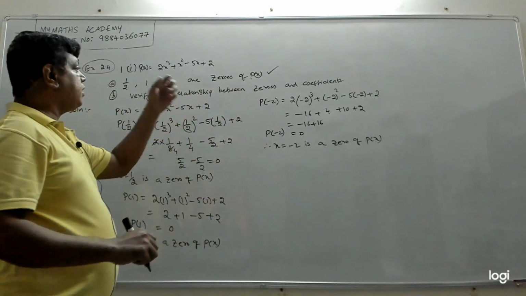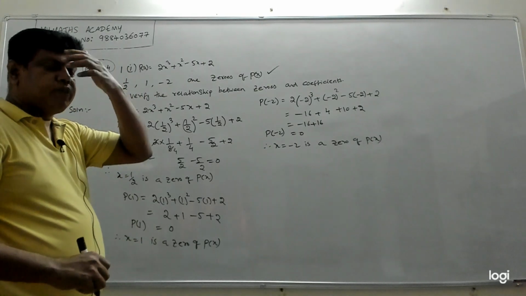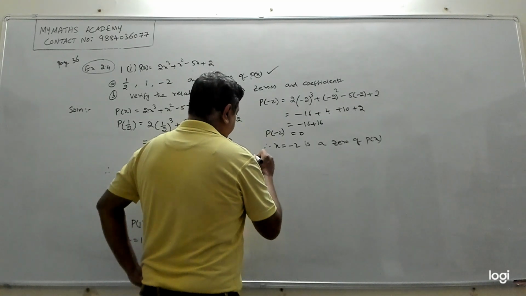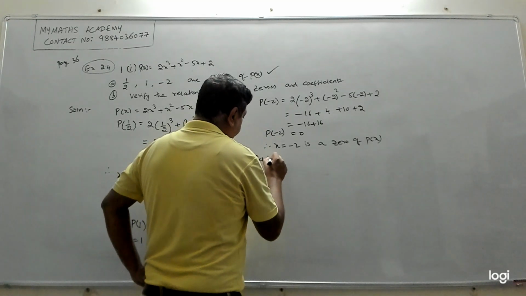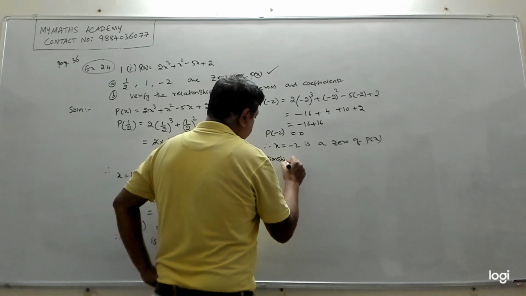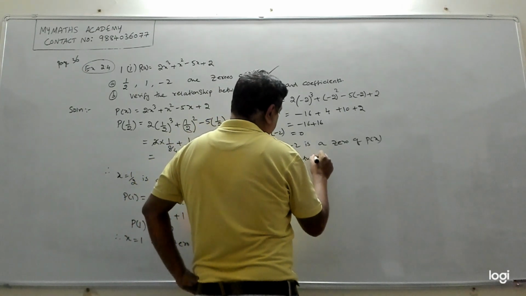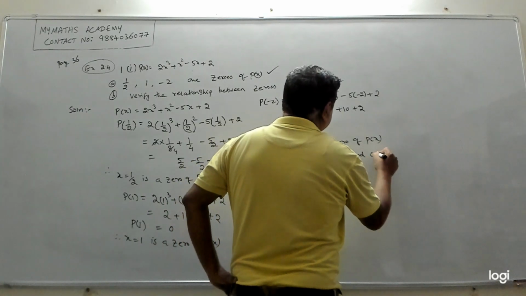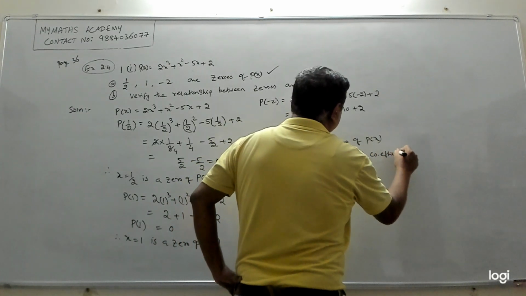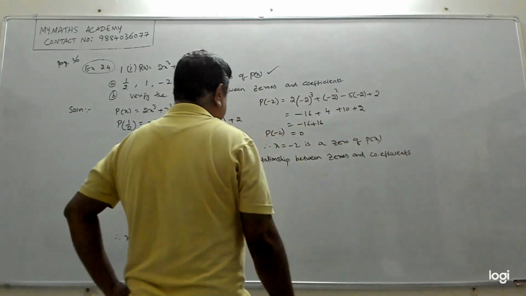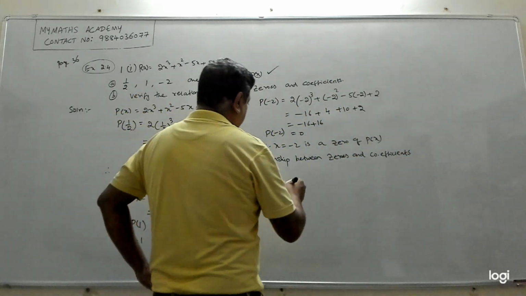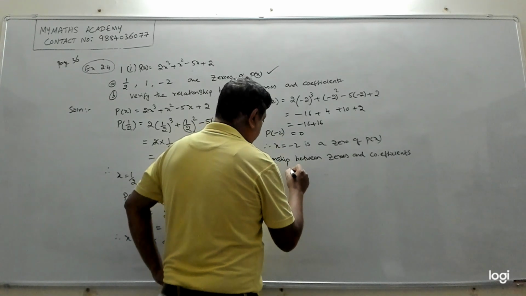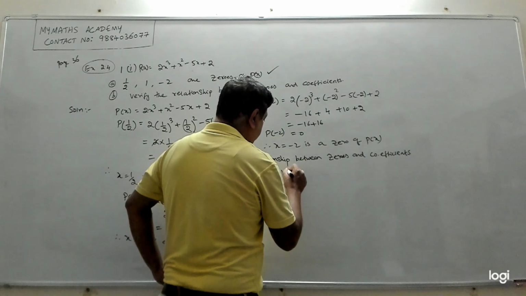Now we need to verify the relationship between zeros and coefficients. So what we should do to verify the relationship between zeros and coefficients, right? Relationship between zeros and coefficients. So what is it? Now what we have is this. We have to verify alpha.